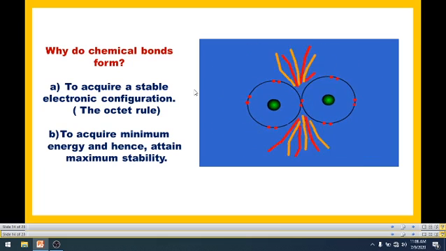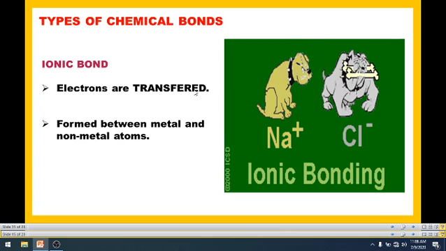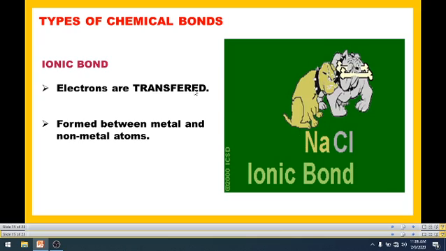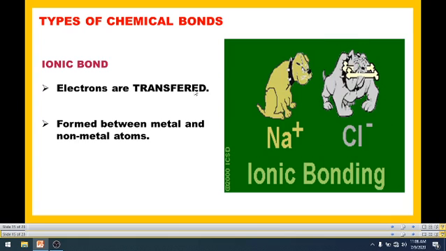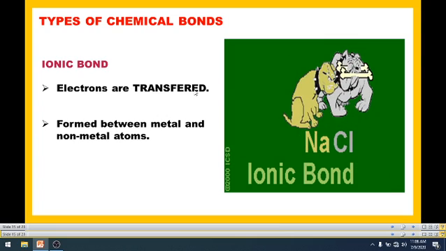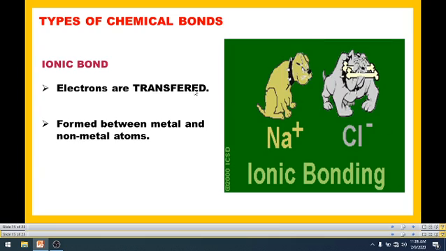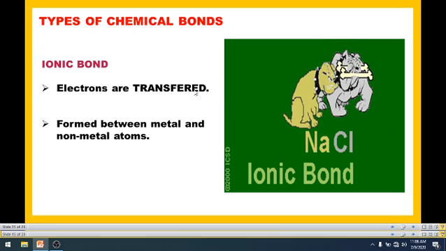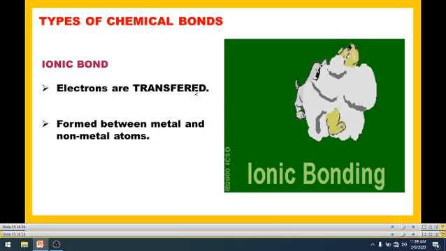Now let us look at the types of chemical bonds. First one, ionic bond. Here electrons are transferred. Look at the picture. The electrons are transferred from one atom to another atom. It is formed between metal and non-metal atoms. Metal always donates an electron, and non-metal accepts those electrons. So electrons are transferred in an ionic bond.